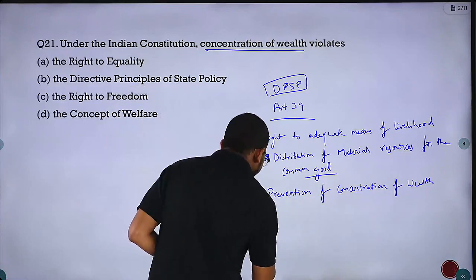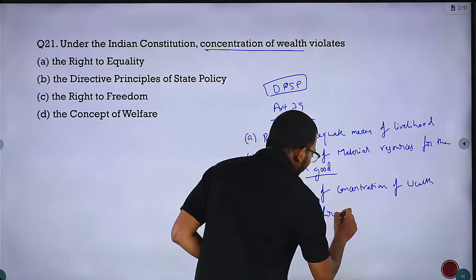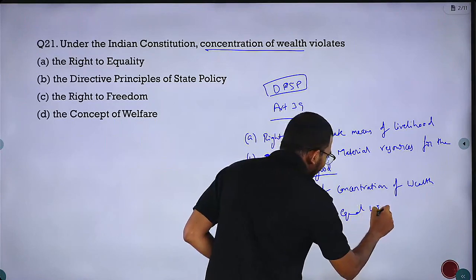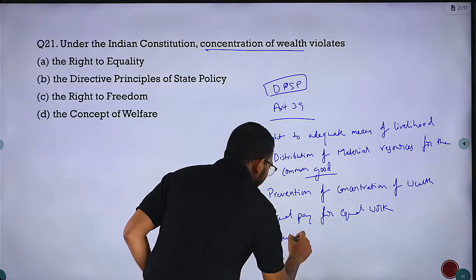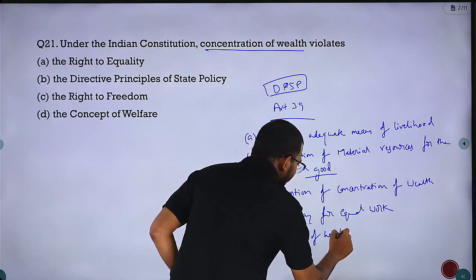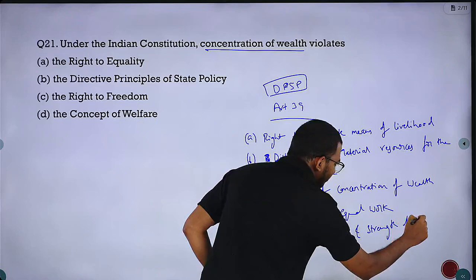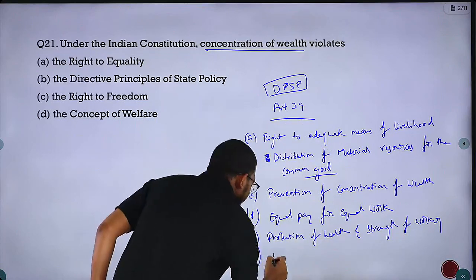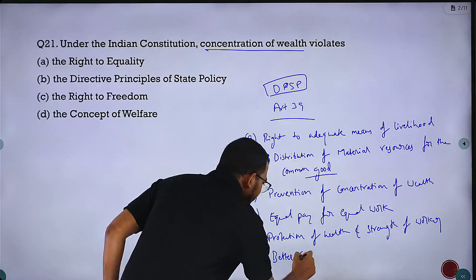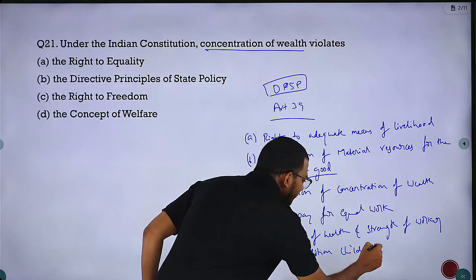And D is equal pay for equal work. And E is protection of health and strength of workers. And better conditions for children's growth. Here we need to take care of the nutrition of the children as well.